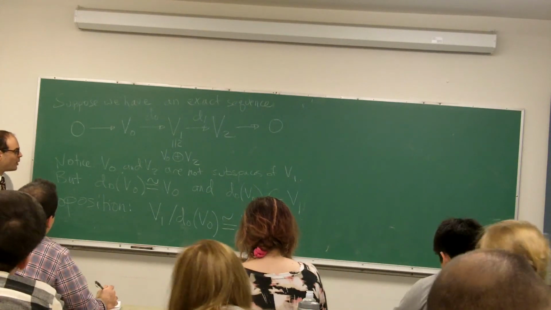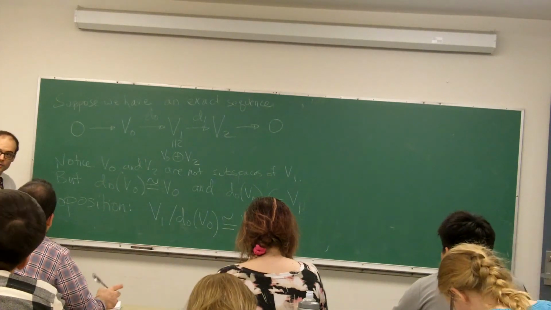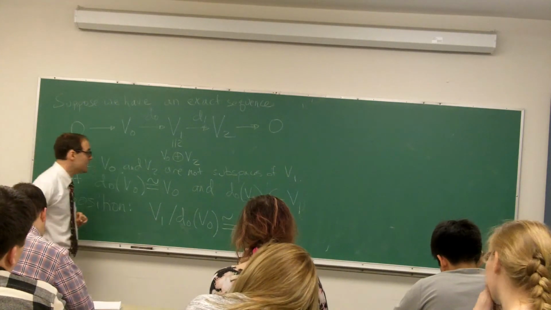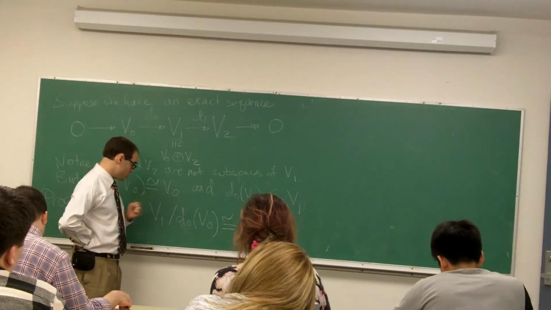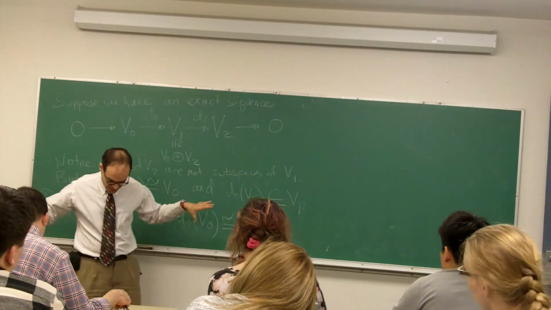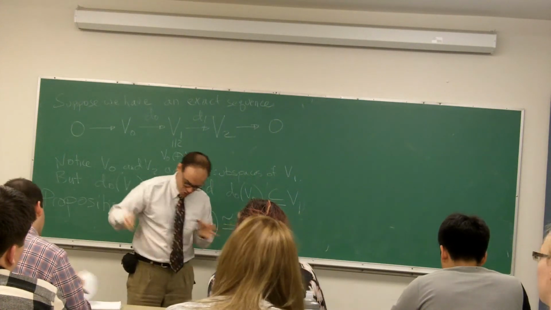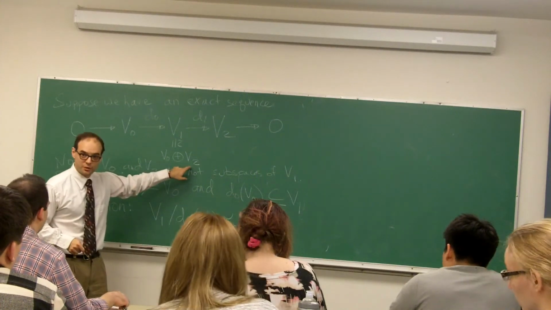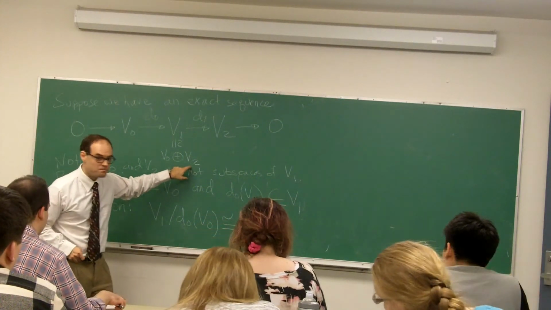So when you want to think about what quotients are, the right way to think about them, what this proposition says, is that when you want to think about quotients, write down a basis that includes the subspace you're interested in, and everything else. The quotient is the everything else.